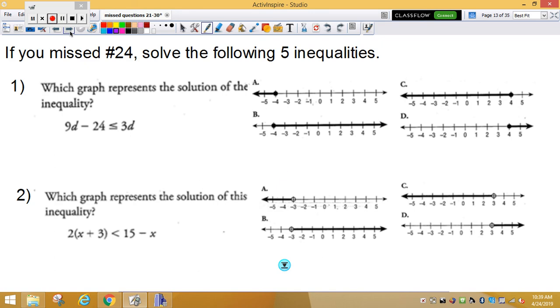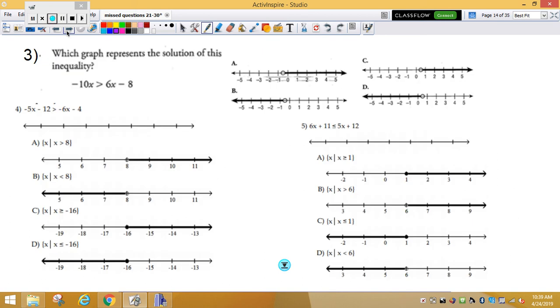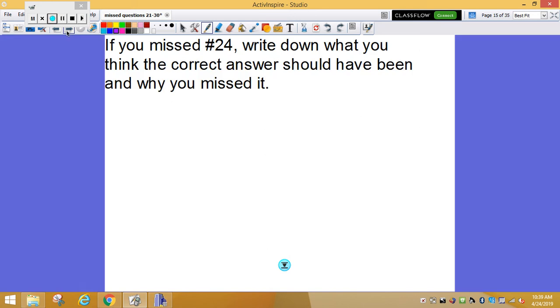Now, if you watch that video and you still missed number 24, I want you to do the following 5 inequalities. And again, I want to see your work. I want you to write down this problem. You can just tell me what number 1 is, what number 2 is. And here's 3, 4, and 5. Also, if you missed 24, write down what you think the correct answer should have been and why you think you missed it.